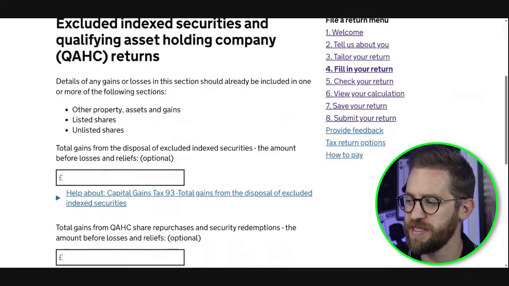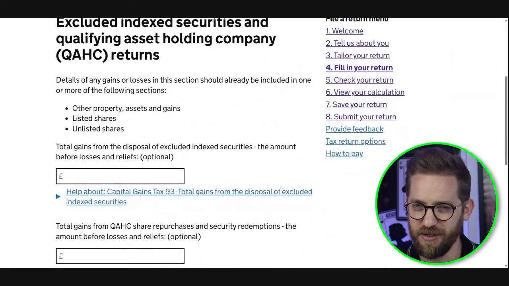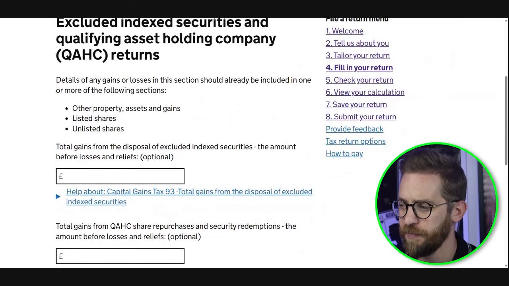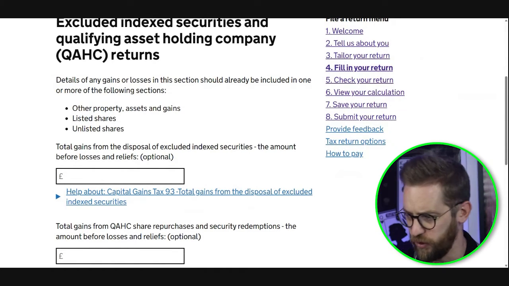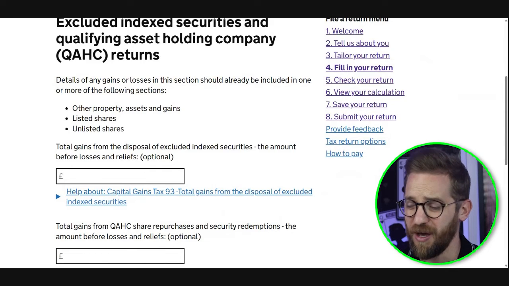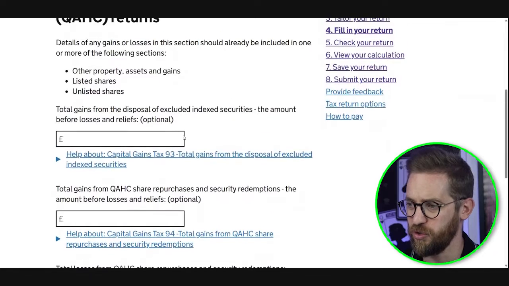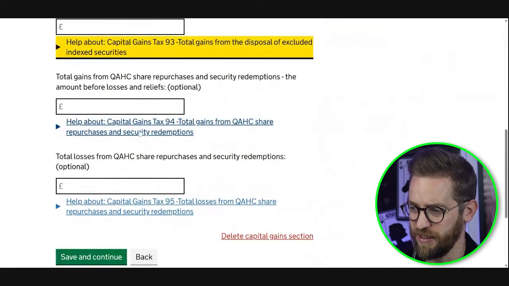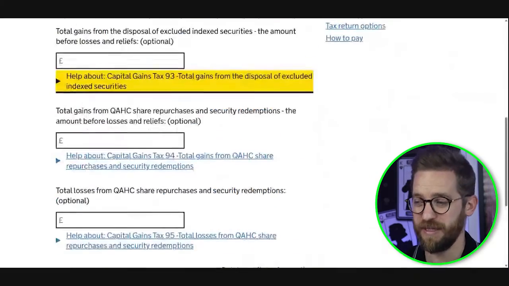This page, excluded index securities and qualifying asset holding company (QAHC) returns. So this is not going to apply to this situation. We're selling shares in Tesla, it's pretty straightforward, and a painting. We're not looking at index securities. You can go away and have a look at what these are. They're not going to apply to many people, and you can see this whole page relates to index securities and QAHC. So I'll save and continue, but I can just leave all of these blank.